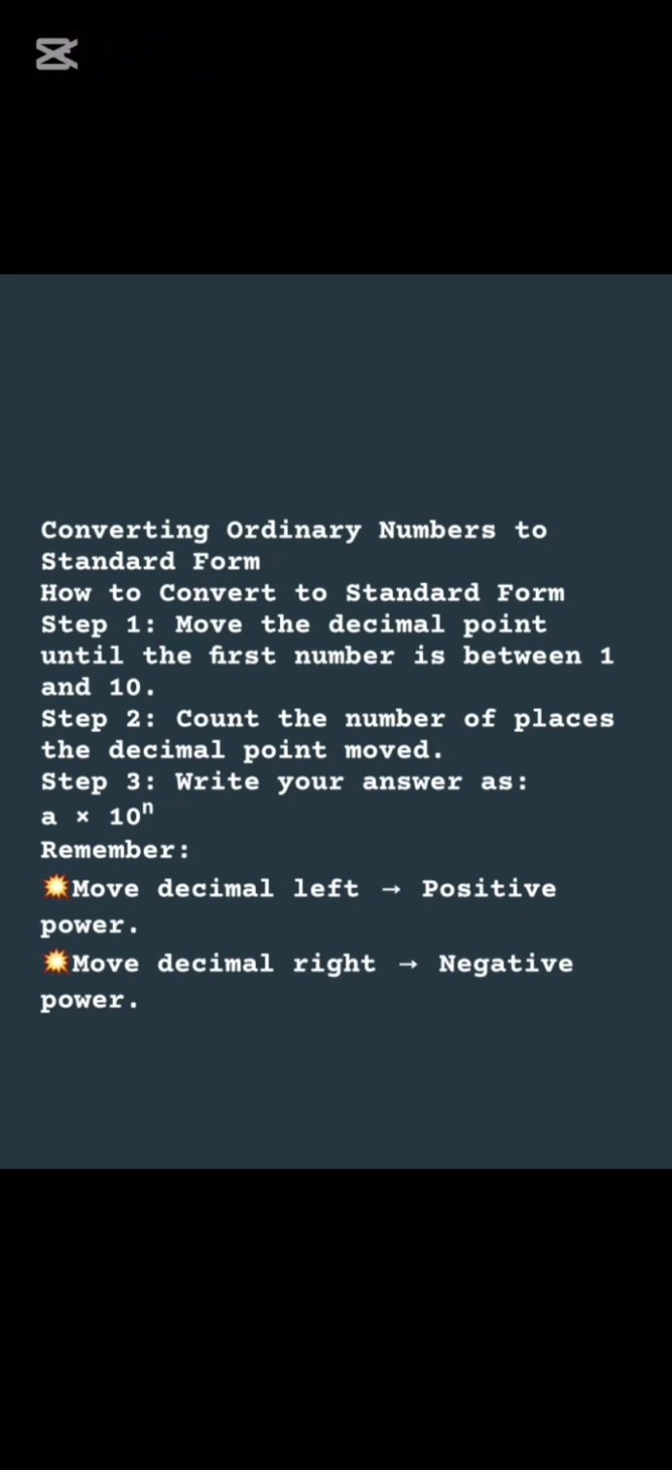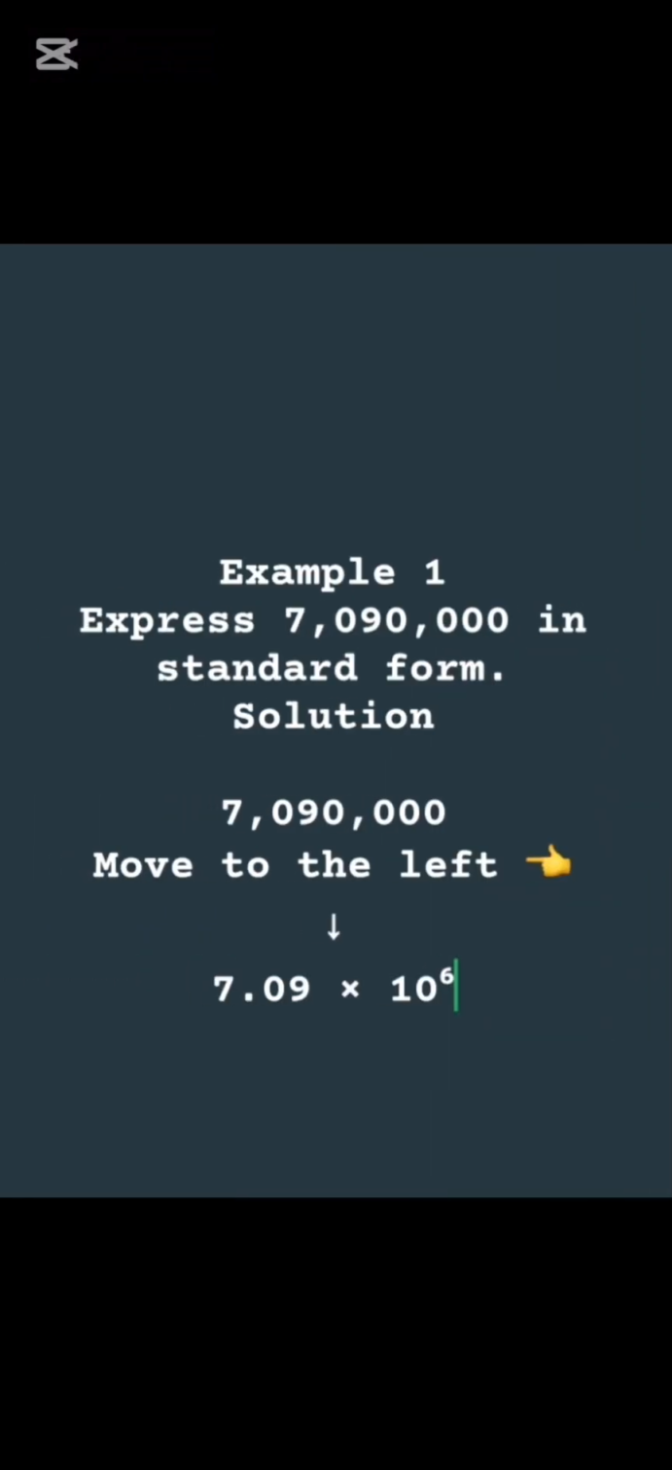Now let's look at example 1. Express 7,090,000 in standard form. So what do we do? For every whole number, note that the decimal point is at the end of the number, even if you can't see it. So now let's move. 1, 2, 3, 4, 5, 6. So we've stopped here.